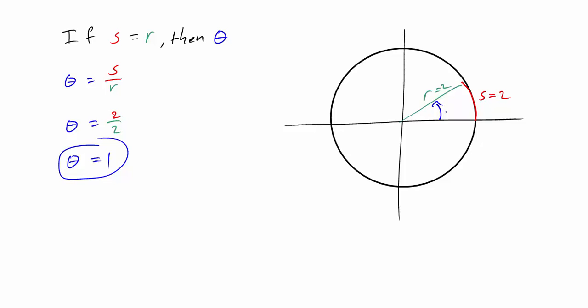Now the reason this works is because no matter what circle it is, if you make the circle smaller, then that means the radius is getting smaller, and so is the arc length. So no matter the size of the circle, the radian is defined as S over R.